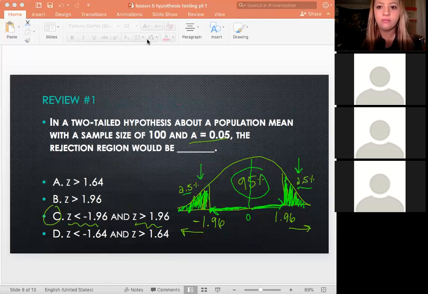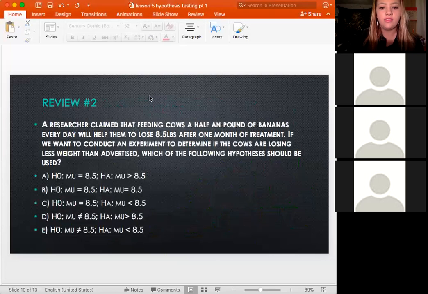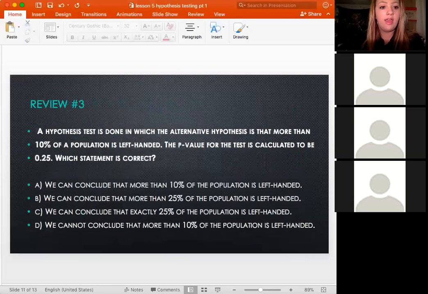I'll assume no. Okay. All right, let's do another one. A researcher claimed that feeding cows a half a pound of bananas every day will help them to lose 8.5 pounds after 1 month of treatment. If we want to conduct an experiment to determine if the cows are losing less weight than advertised, which of the following hypotheses should be used? So read through these answers. Let me know what you think the null and alternative hypotheses that we should write are, and then we will review it together.